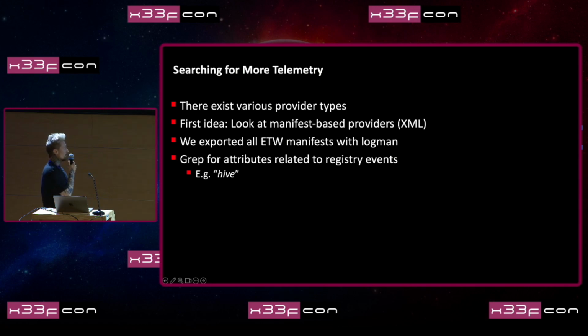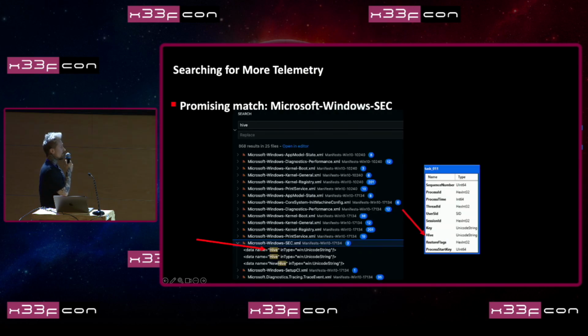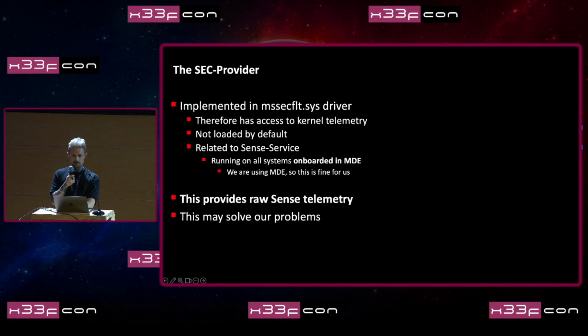So the next idea was to export all of these XMLs and just grep for interesting stuff. And interesting stuff in our case are events related to registry, because that's the biggest pain point for us. So yeah, we just grepped for Hive, registry Hive, and we got quite a few matches. And one, the Microsoft Windows SEC provider, looked really interesting based on the schema definition. It's implemented in a kernel driver, which is obviously signed, is provided by Microsoft, but it's not loaded by default.